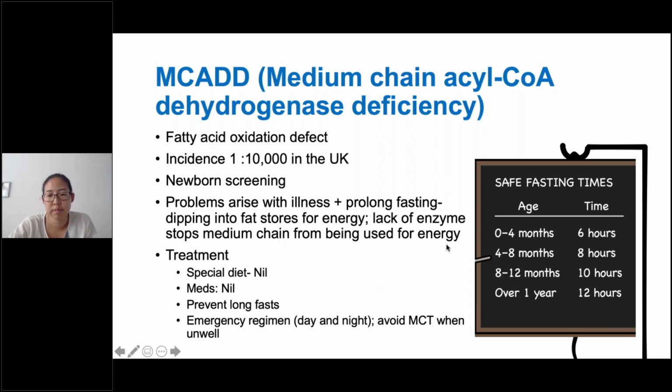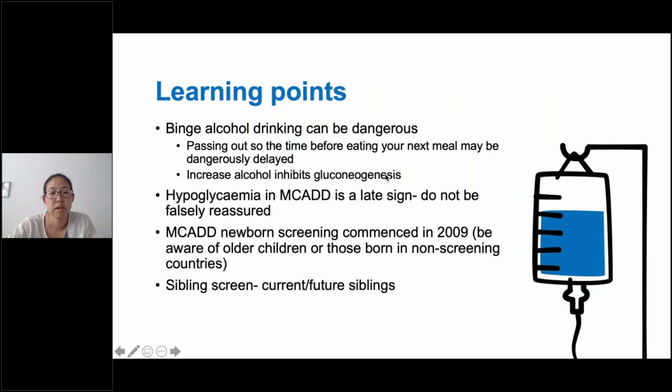Again, on your right, there's a picture of a table which just shows the safe fasting times for different age groups. So learning points for this is binge alcohol drinking can be dangerous, because when you pass out, you miss your next meal and then you end up with a prolonged fast. Alcohol inhibits gluconeogenesis as well. So it's like a double whammy for them.